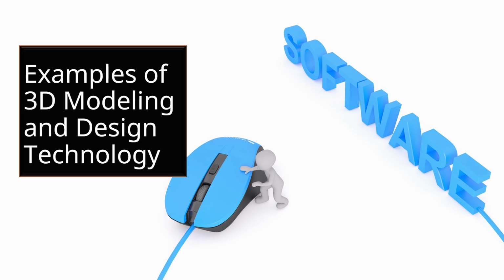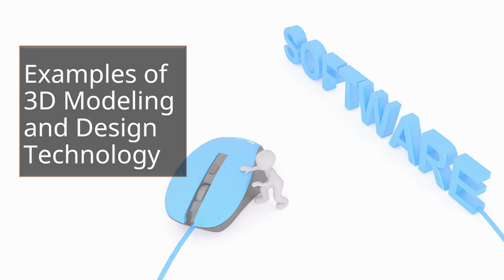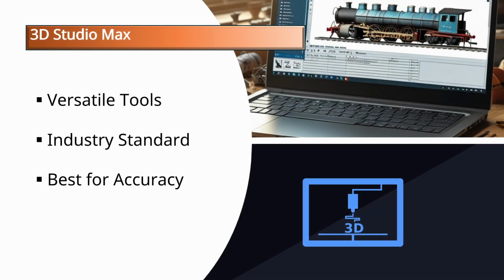Now, let's talk a little bit about some examples of 3D technology and software used to create 3D objects today. For our first software, we have 3D Studio Max, which seems to show up as a leading software for architects and engineers who need top-notch accuracy. Since it's so versatile, it's the go-to for designing detailed industrial components and large architectural structures.